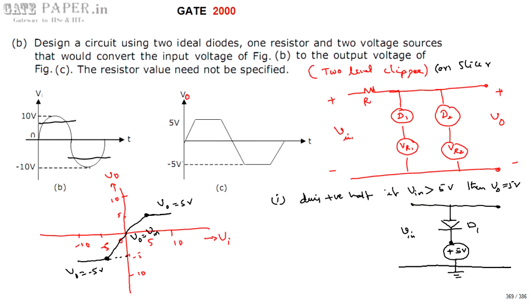If you are connecting in this way, this diode is going to be forward biased whenever the input voltage is greater than 5 volts, and if the input voltage is less than 5 volts, then the diode becomes reverse biased, because a diode is said to be in forward bias if the P side is more positive than the N side. Already the N side is connected to plus 5 volts. To keep this diode D1 in forward bias, you must apply more than 5 volts as input. So this condition gets satisfied.